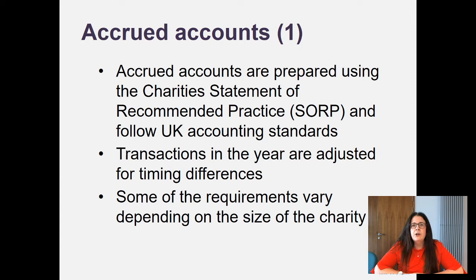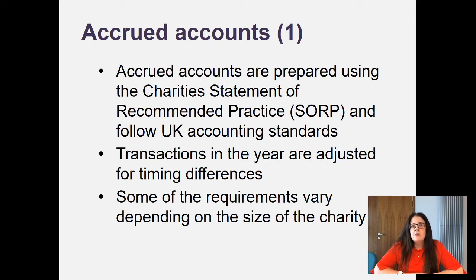The key difference between accrued accounts and receipts and payments accounts is that adjustments can be made in accrued accounts for timing differences. So, thinking about that electricity bill that we talked about earlier that a charity might have received before its year end but not paid until after the year end. In a set of receipts and payments accounts, there wouldn't be any adjustment made, so that bill wouldn't show because it hadn't been paid until the following financial year. But in accrued accounts, an adjustment would be made because the bill has been received in that current financial year, and so a liability would be brought in to account for that.